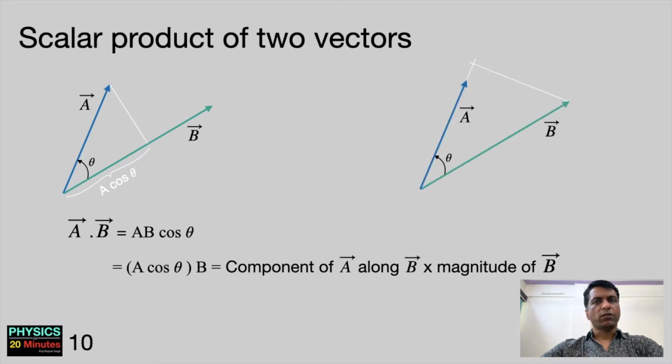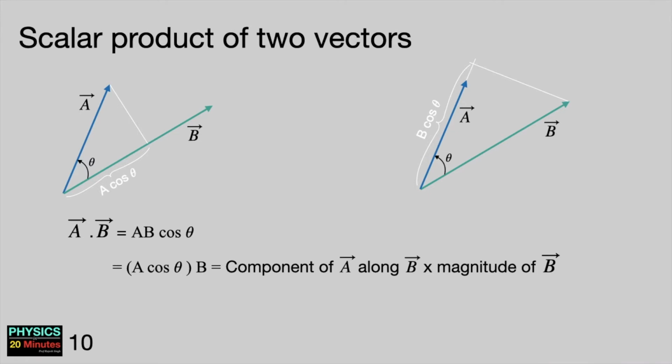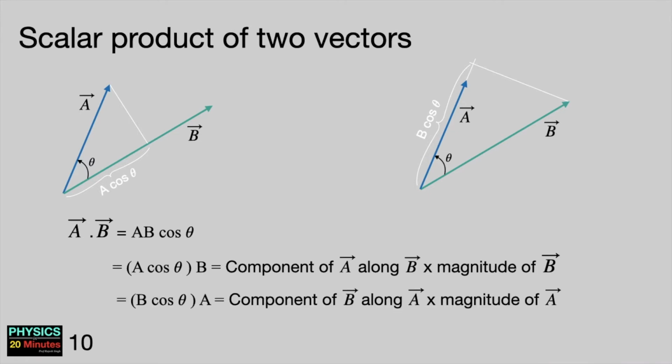Similarly, if I draw a perpendicular from the head of B to the vector A, then the component of vector B along vector A will be B cos theta. Therefore, A dot B can be written as B cos theta into A, component of vector B along vector A into magnitude of vector A.